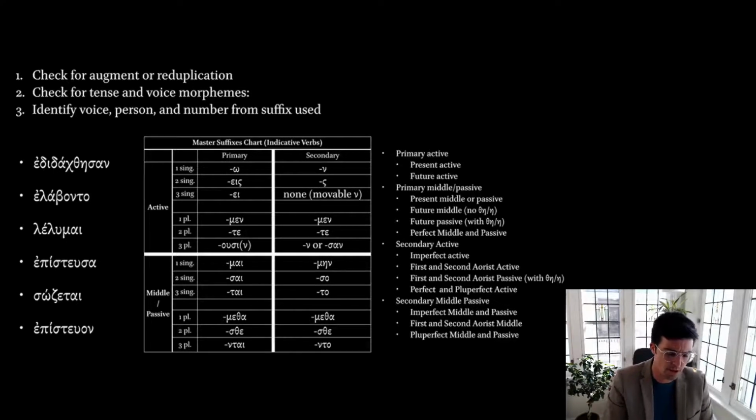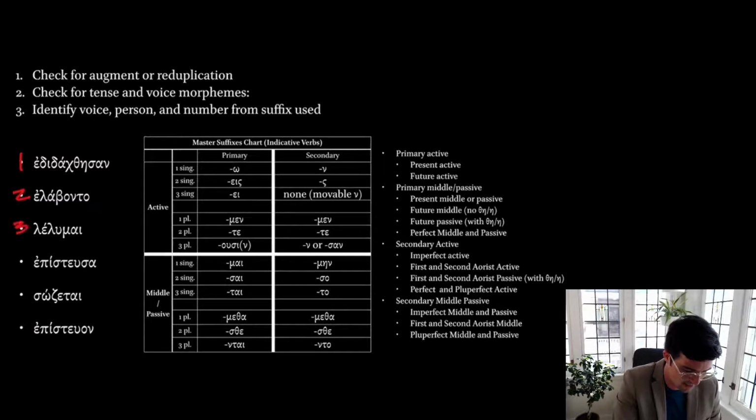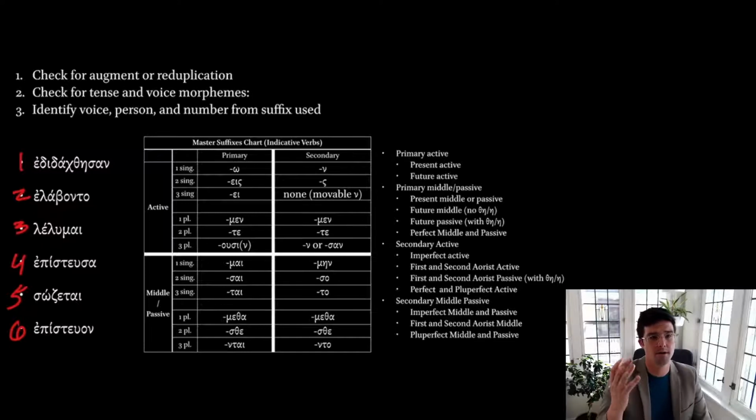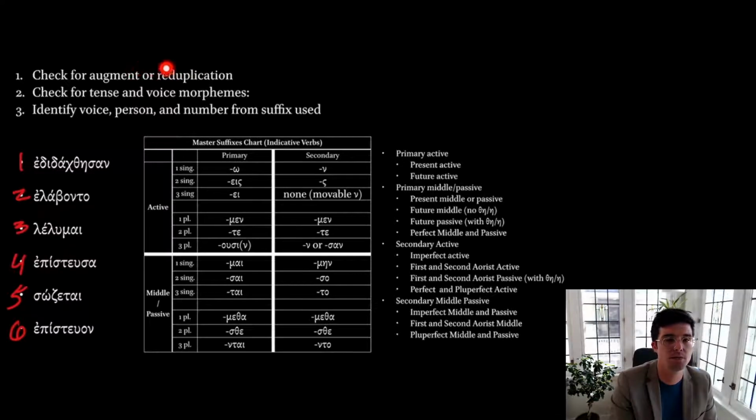So starting out with number one, I want to check for augment or reduplication on all 6 of these here. Let's actually go ahead and number these 1 through 6. Sorry, I should have done that on the slide itself. Go ahead, pause the lecture, and on your whiteboard, identify which numbers have an augment or reduplication, and indicate whether it's an augment or reduplication.